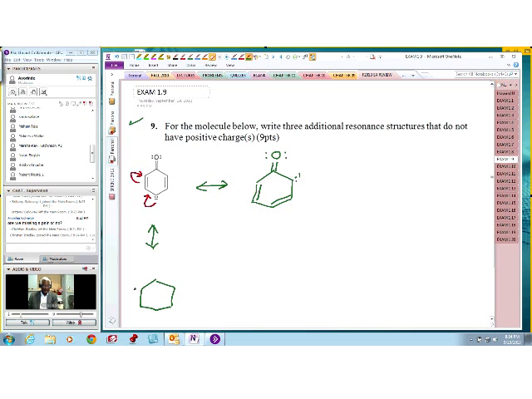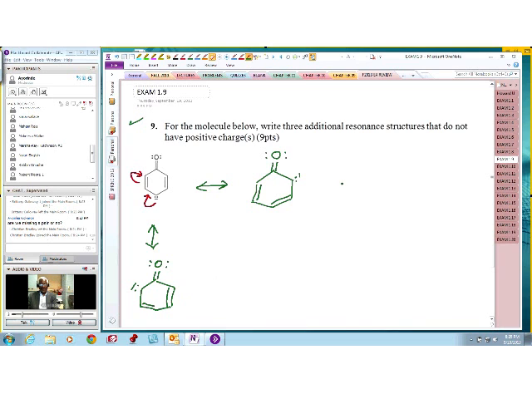Okay, so now we have this, which will still be here. Now this will be here. This now has a double bond with an electron on this carbon, so that carbon is now negatively charged. And since we did not do anything on this carbon, this is also here. So now we have two additional resonance structures.